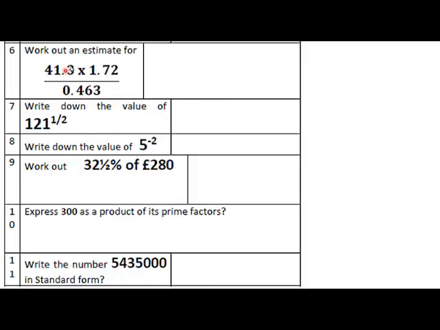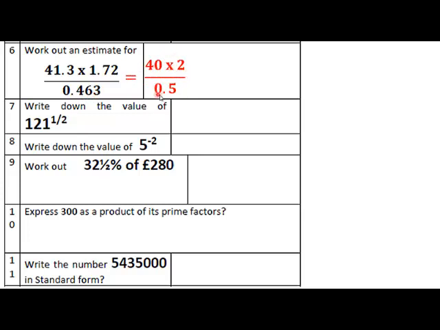Question 6. Keyword in this question is estimate, so we need to round all the numbers to one significant figure. 41.3 is going to become 40. 1.72, think about it carefully. Don't write down the first thing that comes to your mind. That's going to become 2. And 0.463, again, be careful with that. If I round it to one significant figure, the next number along is a 6, so that 4 is going to turn into a 5. So this is what it's going to become.